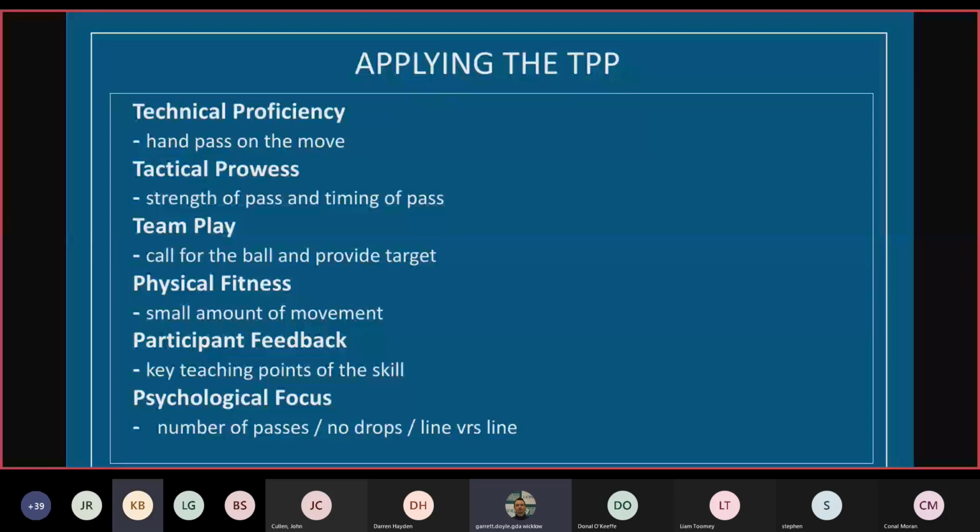Physical fitness, again, we just see a small amount of movement as well as the striking and catching skills we mentioned previously. Participant feedback, we can assist here in the timing of the pass, but again, we're mainly reinforcing the key teaching points of the skill and paying attention.